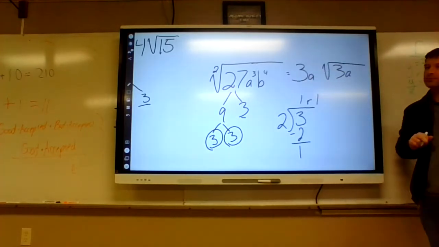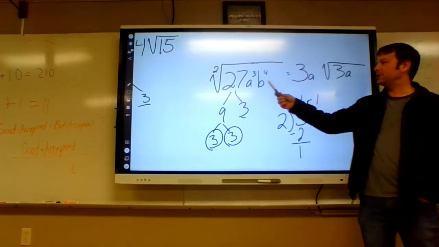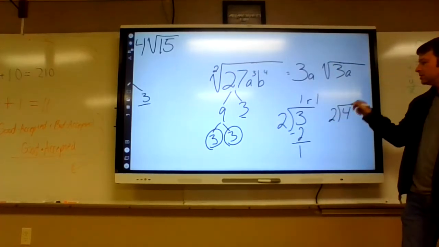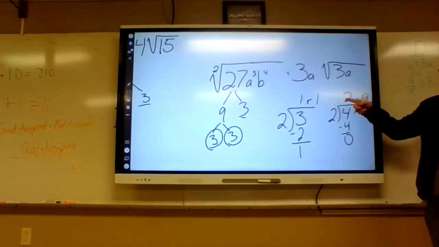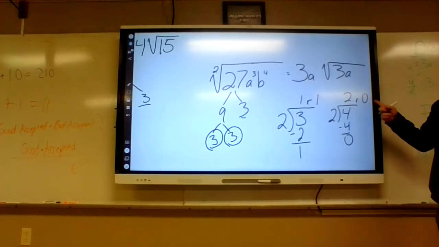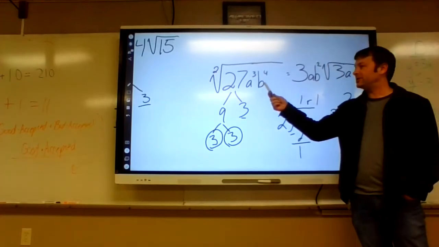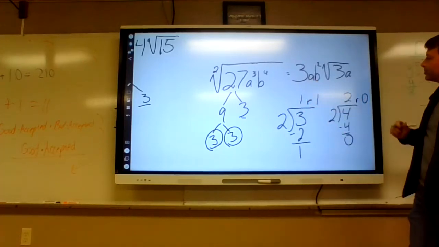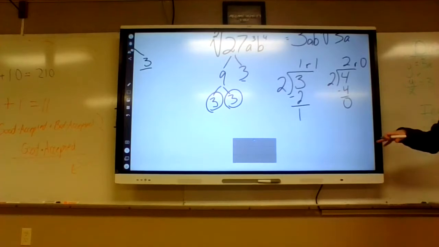That's a lot to remember. Okay. On the b's, it's 4 divided by 2. What's 4 divided by 2? 2, with the remainder of 0. So that means 2 comes out, and none are left behind. That's not that bad. Because if you think about it, what times itself equals b to the 4th? b squared, right? That's about as hard as it gets. That's like the hardest question on that.